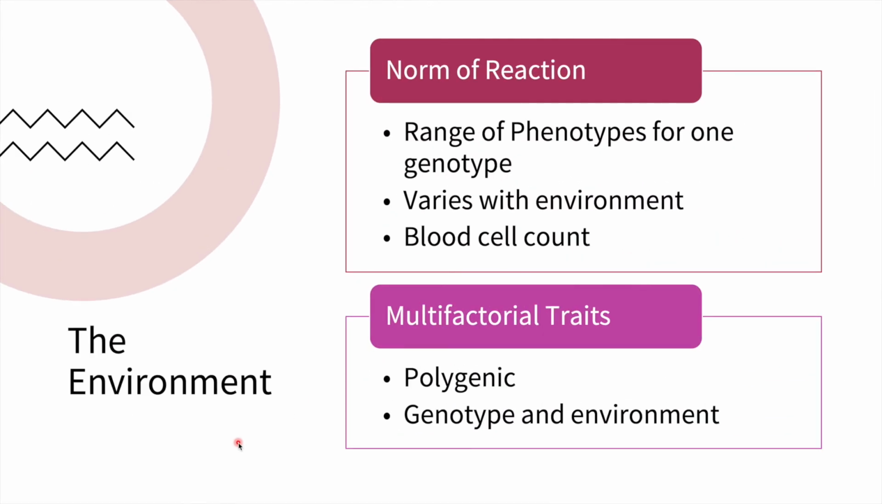And lastly, the environment affects the phenotype. The norm of reaction is the range of phenotypes for a single genotype that varies according to environmental circumstance. For instance, blood cell count changes when the environment changes. At higher altitudes, red blood cell count increases because the air is thinner, so there is less oxygen available. Multifactorial traits are polygenic characteristics that rely on several factors, a mixture of both genotype and the environment.